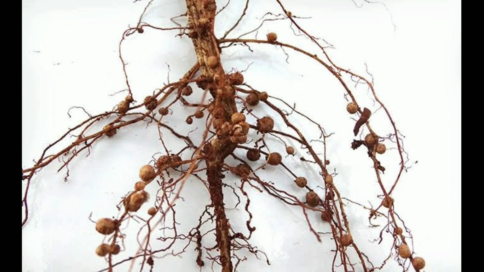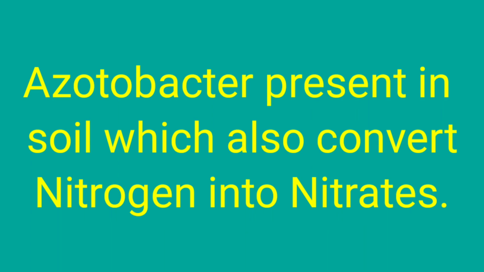In the leguminous plants, जे लेग्युमिनस प्लांट्स असतात त्यांच्या रूट्समध्ये असे हे रूट नोड्युल्स असतात. And soil contains the microorganism called the azotobacter. This azotobacter has the ability to convert nitrogen into nitrates. So rhizobium and azotobacter, these are the two microorganisms which help to convert the nitrogen into nitrates which is consumable by the plants.